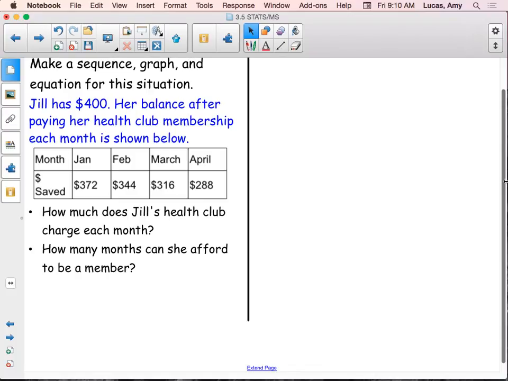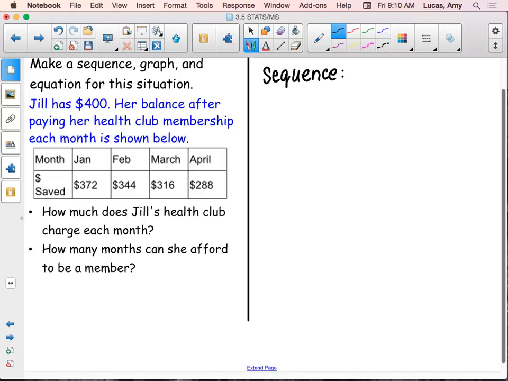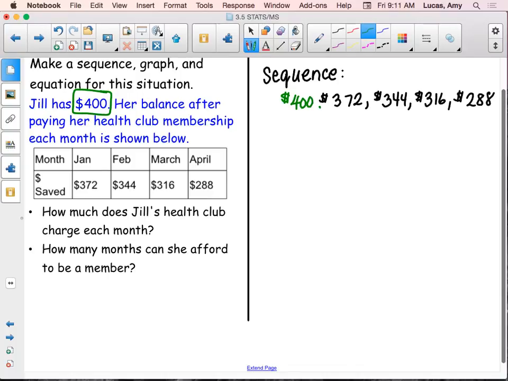So I'm going to make a sequence again to start us out. So our sequence has 372 from the table, 344, 316, and 288. And again, I get one number, $400, from reading the problem. The amount of money that she started with was 400. Then I'm going to write my equation.